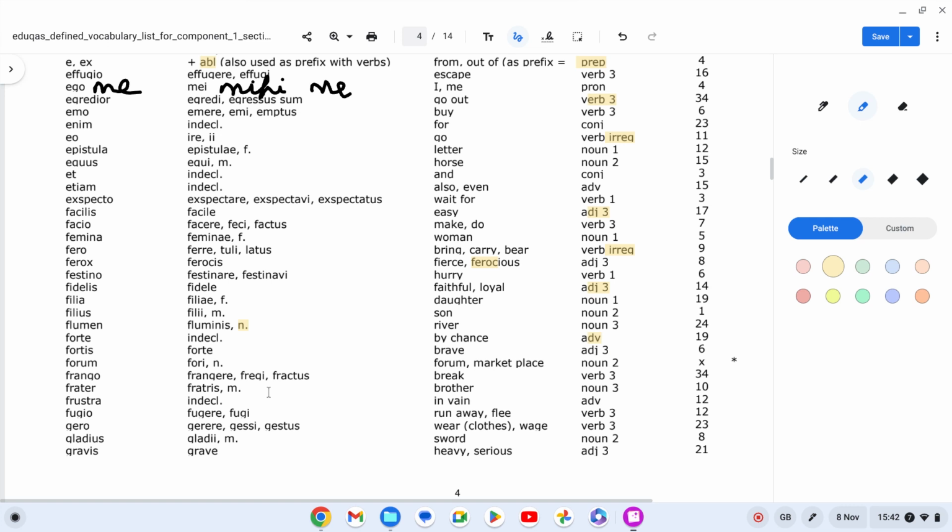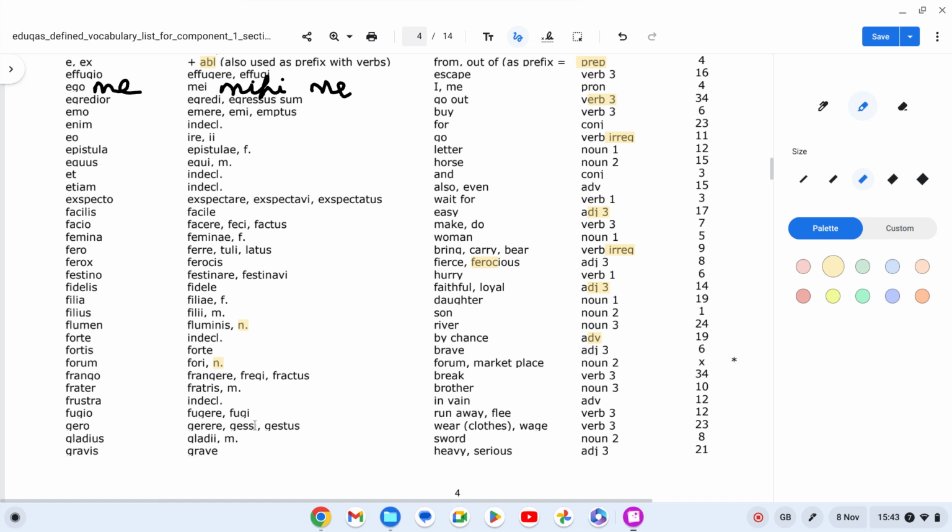Next, forum, fori, another neuter noun. I don't really need to spend a lot of time on that because it's the same word in English and Latin. Next, frango, frangere, fregi, fractus. This is where we get the word fracture from, hence it means break. What I would say about this is that it can also form lots of compounds. For example, defringo means to break apart.